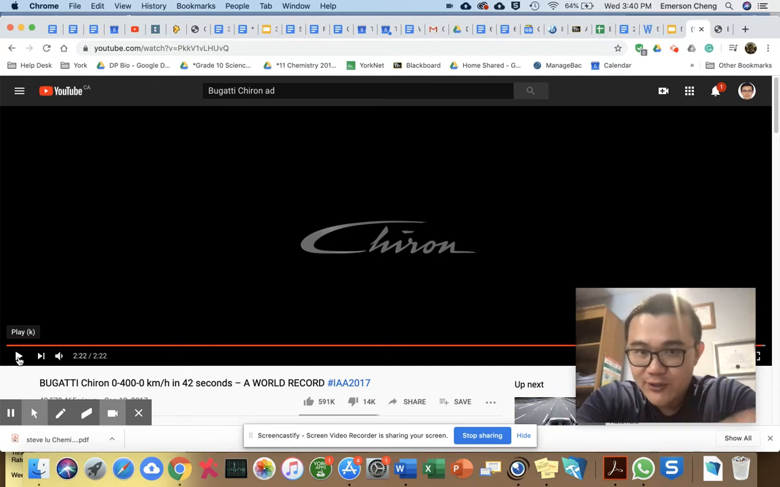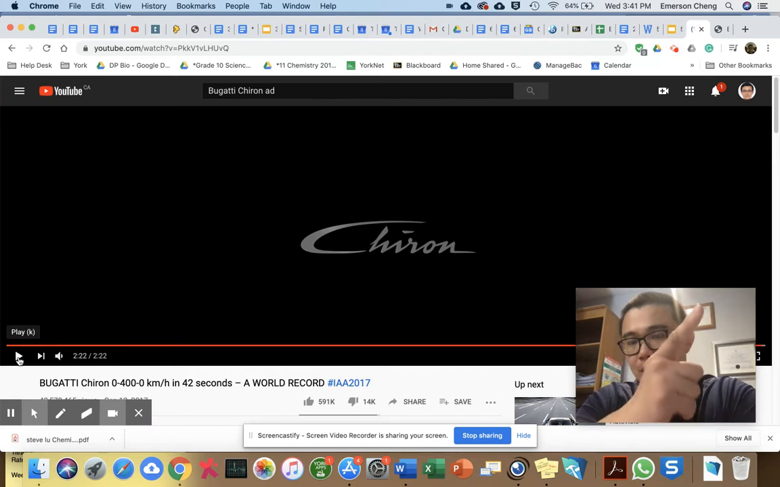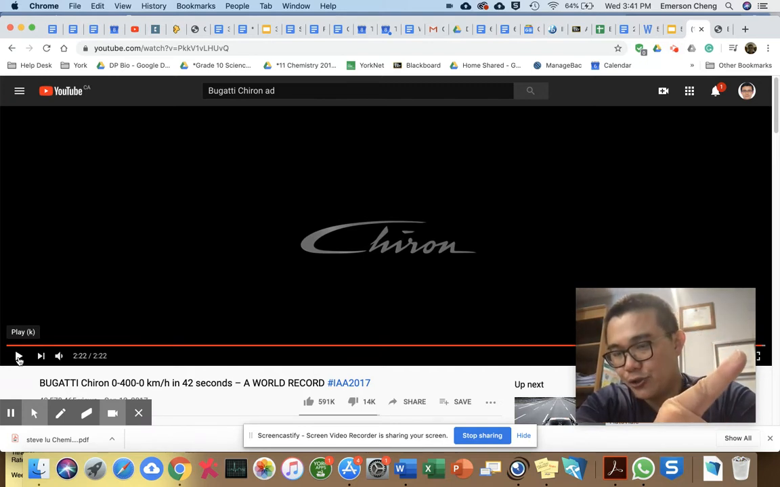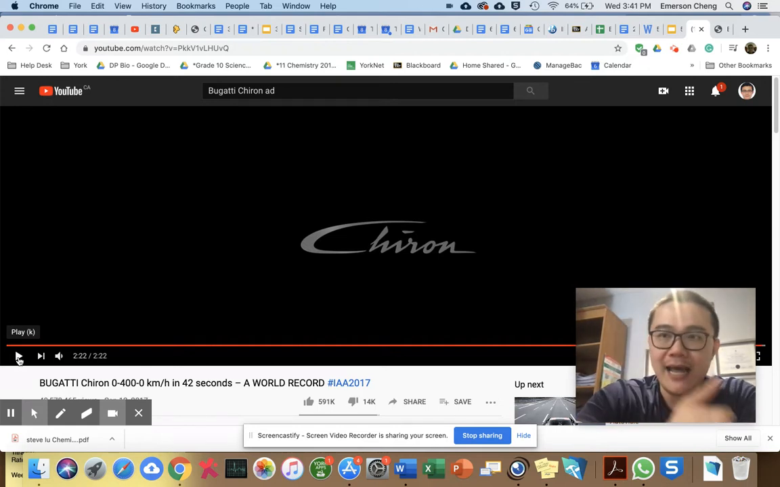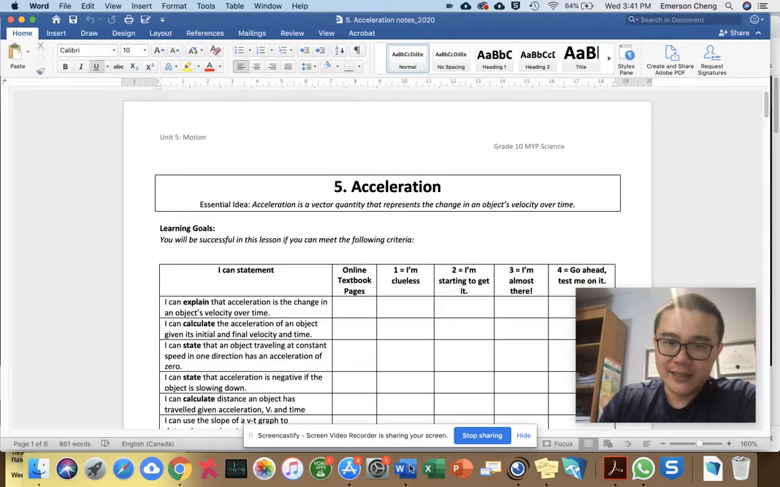Just from this, there's a lot of acceleration, speeding up. He went from 0 to 400 kilometers per hour. That's a lot of speeding up. And then you have a lot of deceleration going on at the same time. Deceleration means slowing down, going from 400 kilometers per hour back down to 0. So again, this is just a gist of what acceleration and deceleration are. I talked about what the definition is again.